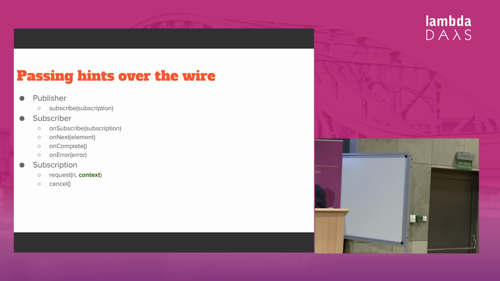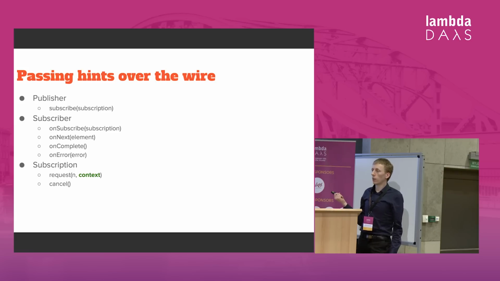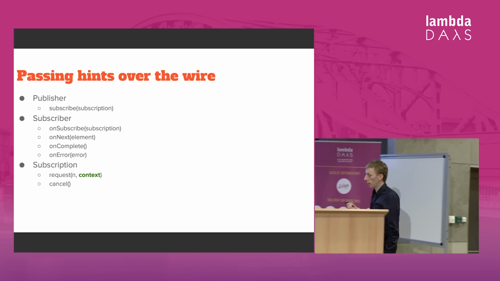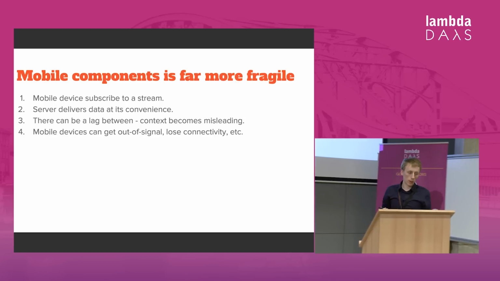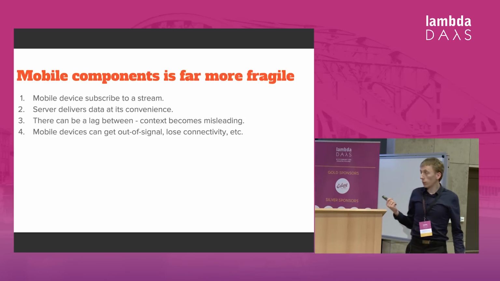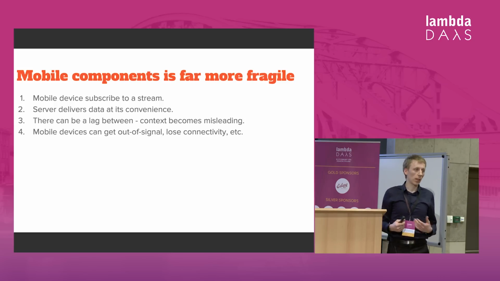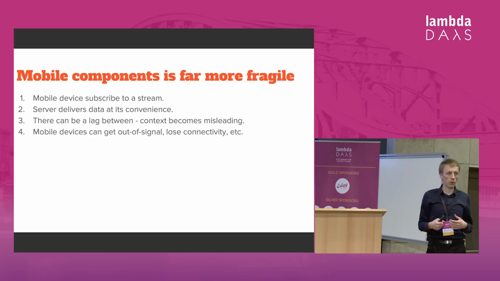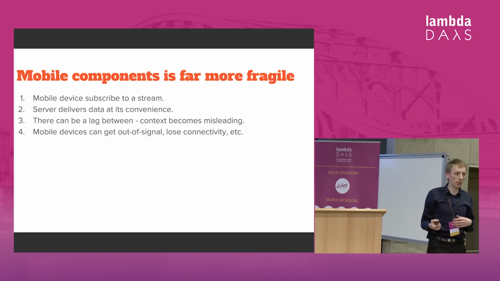But if we add something to the API, we need to think about the consequences. So is it sufficient to only have a context? If we pass context down the stream, is it enough? As I stated a few slides earlier, mobile components are different. They are very fragile by definition. When you are building software from components that can, by design, go on and off, get out of signal, lose connectivity, or be restarted, and so on.